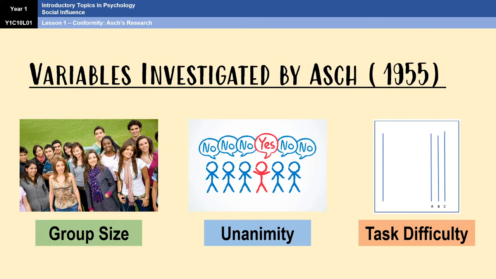After conducting his initial research, Asch investigated the impact of 3 specific variables on conformity. These variables were task difficulty, unanimity, and group size. These are the variations that are named in the spec, which means that you could be asked about the procedure, the findings, and potentially the conclusions from any of them. So let's go through them one at a time.